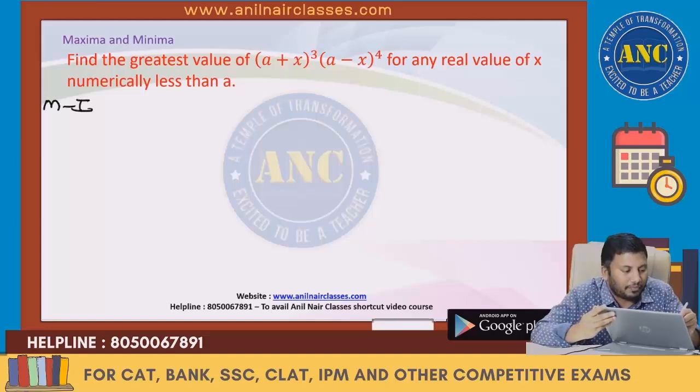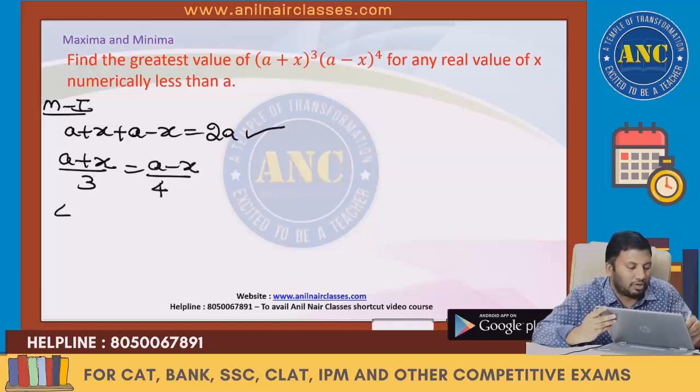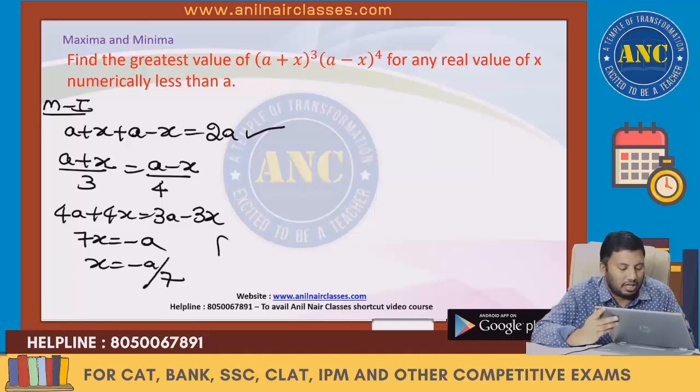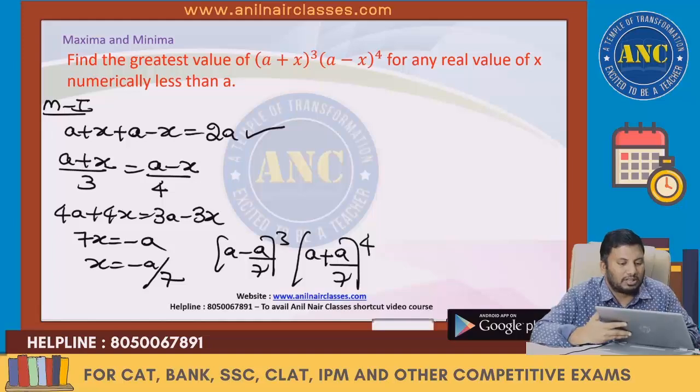Method 1. Sum of the bases is constant: a plus x plus a minus x is 2a, which is constant. So the ratio of the bases to the power gives (a + x)/3 = (a - x)/4. So 4a + 4x = 3a - 3x. So this is nothing but 7x = -a, x = -a/7. Then (a - a/7)^3 into (a + a/7)^4. This is method number 1.